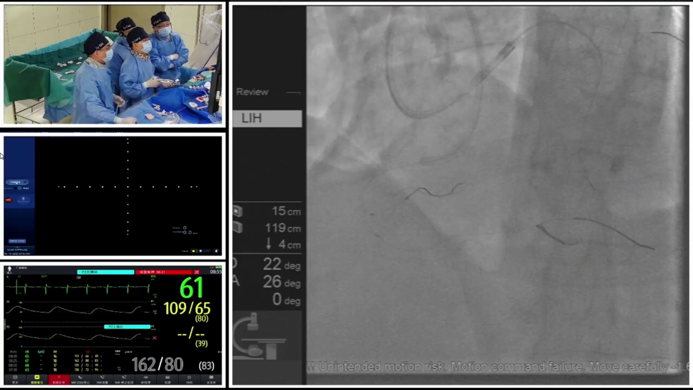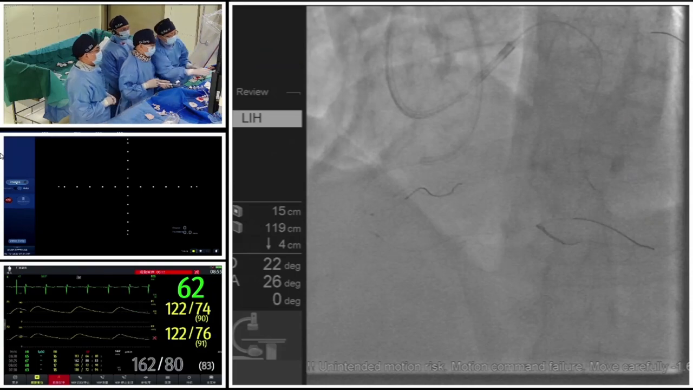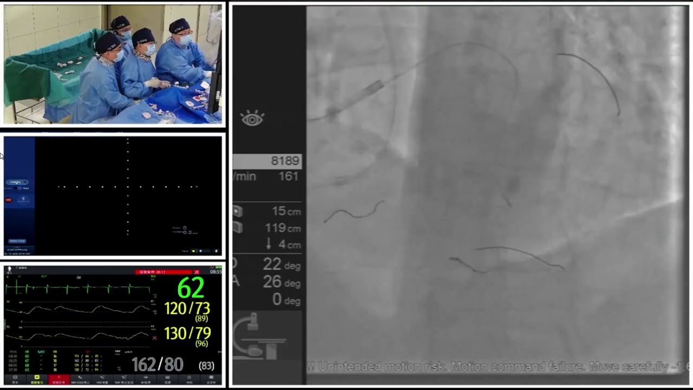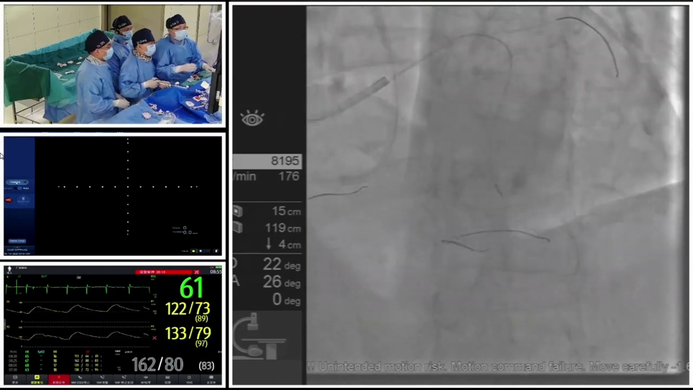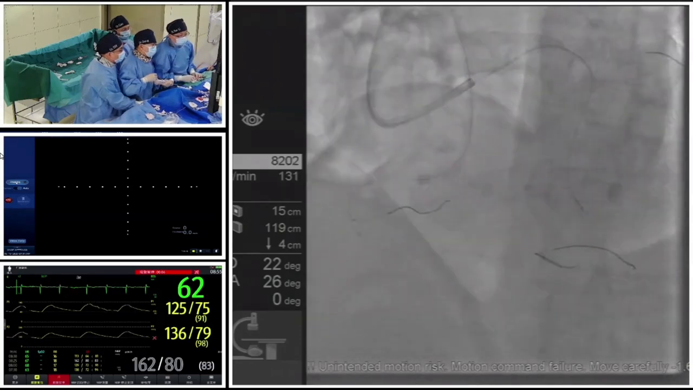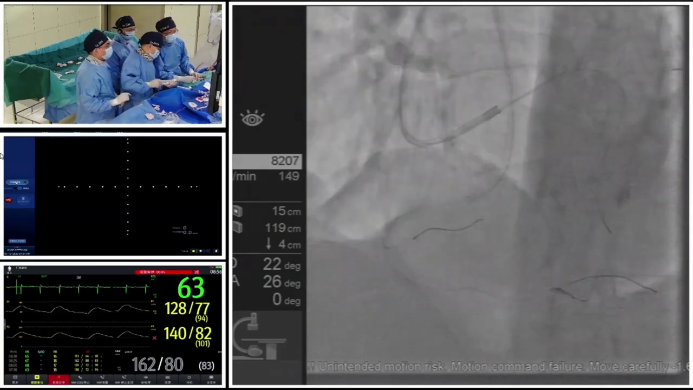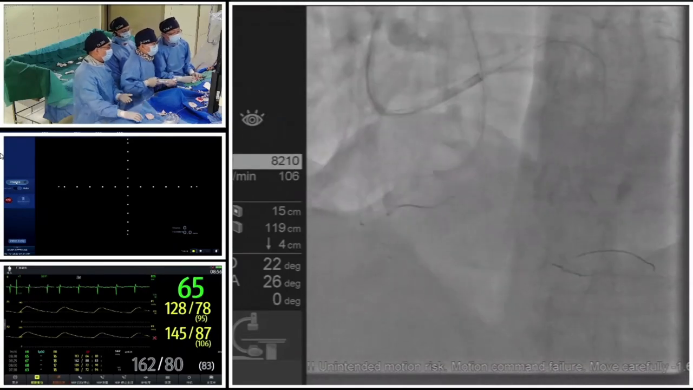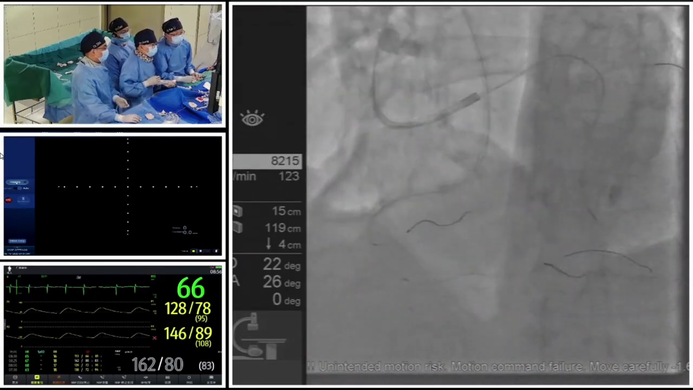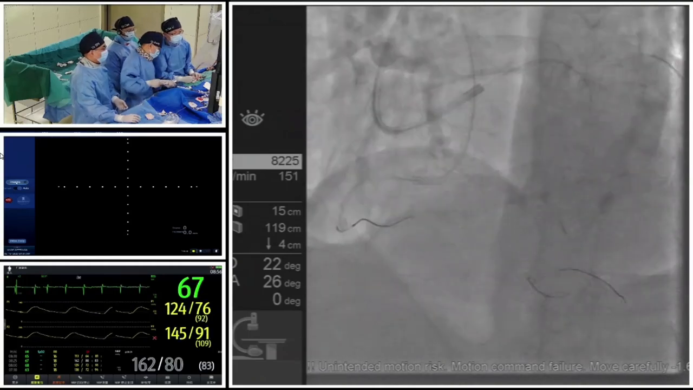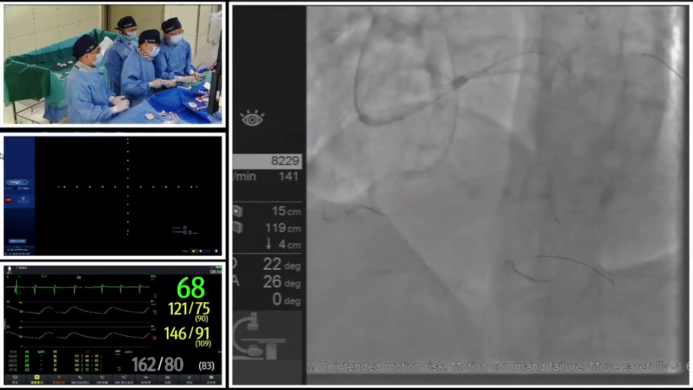Okay. Yes, I think it's a deep engagement of the guiding catheter. I think I could withdraw a little bit on the left side. Okay, this one. Try it again. Okay. Now. Okay. Down.